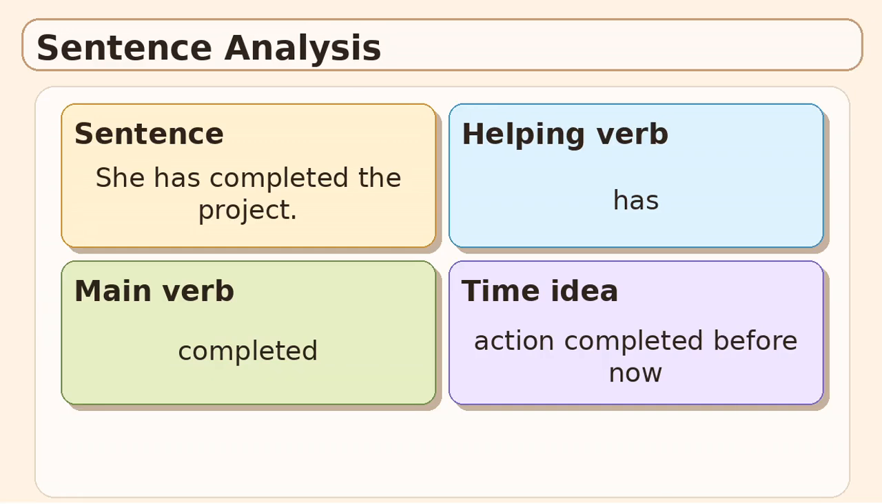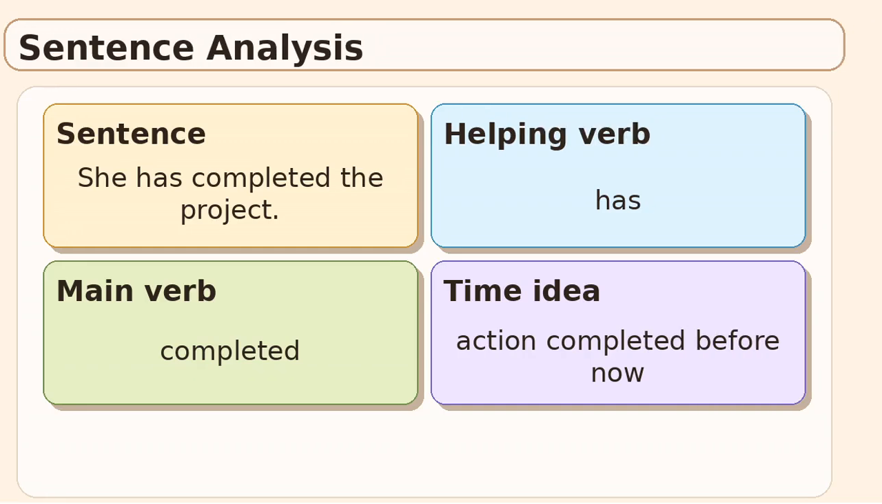Let us analyze this sentence as a full system. She has completed the project. The subject is she. The helping verb is has. The main verb is completed. And the time idea is that the action is completed before now. When you learn to see sentences in parts like this, grammar becomes much easier to control.